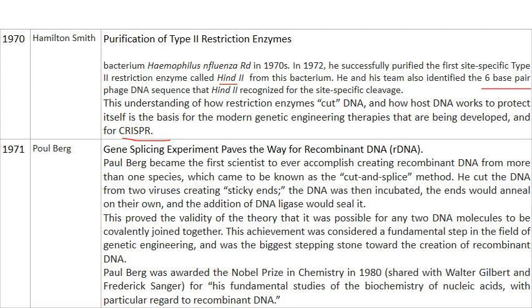In 1971, Paul Berg did the gene splicing experiment, which paved the way for recombinant DNA technology. He became the first scientist ever to accomplish creating recombinant DNA from more than one species, which came to be known as the cut and splice method. Remember, the Paul Berg method was cut and splice.